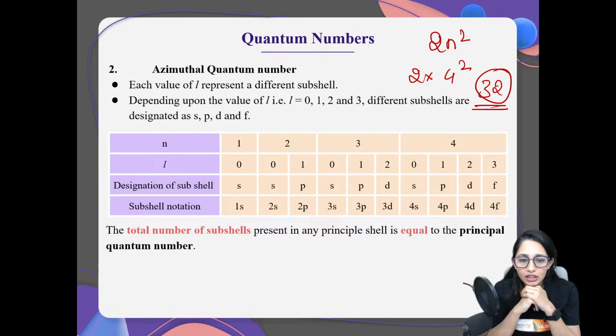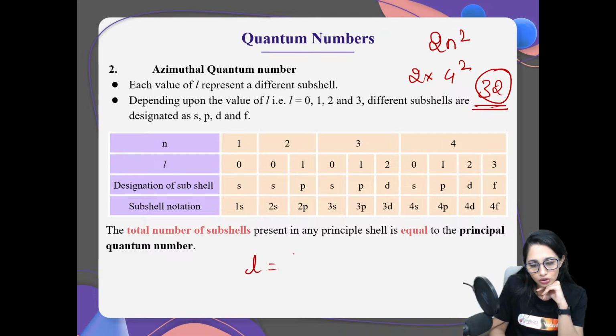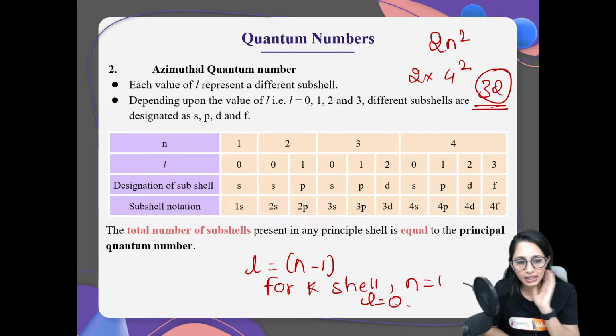So depending upon the value of l, how do we do that? l is equal to n minus 1. For K shell, n is equal to 1. So how many l values will be there? 0. The designation of the subshell, the subshell notation, will be 1s. Only one subshell will be there.